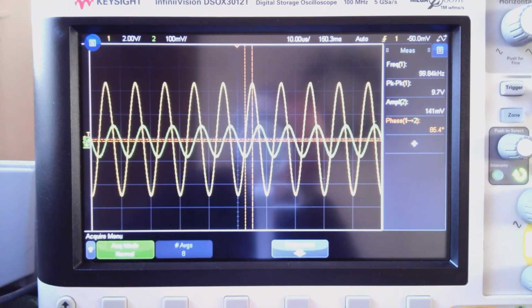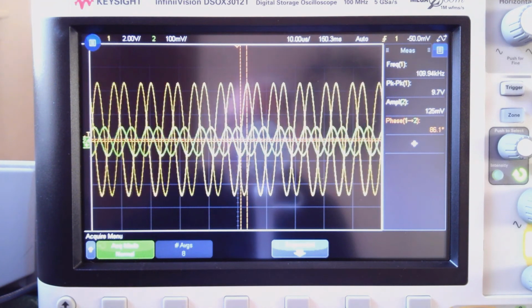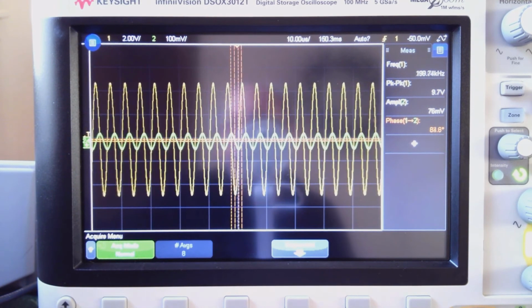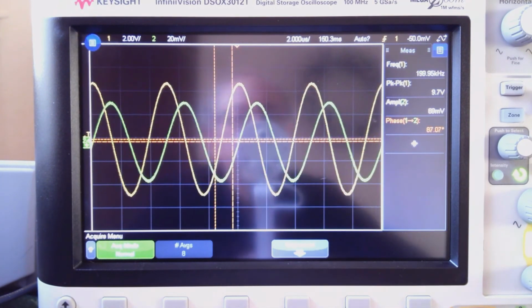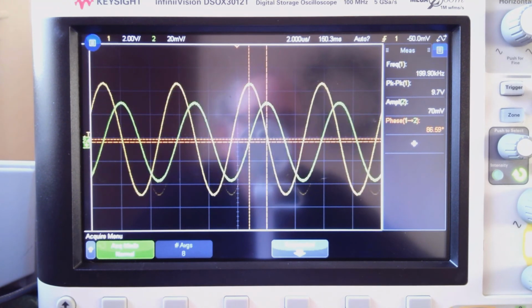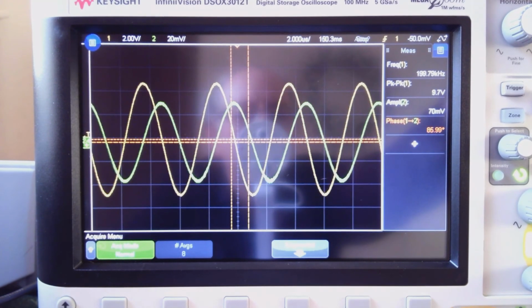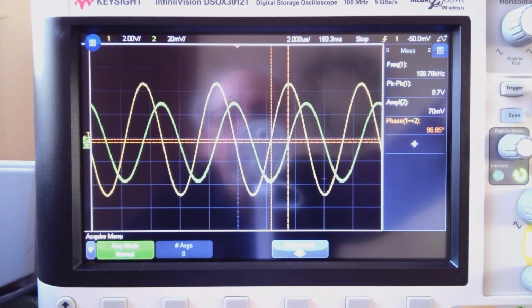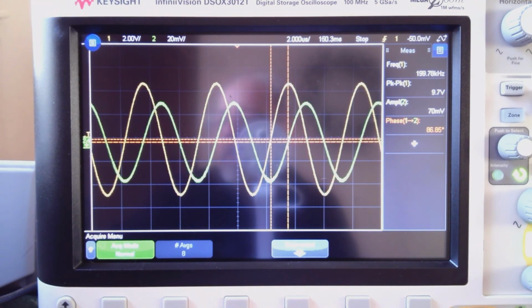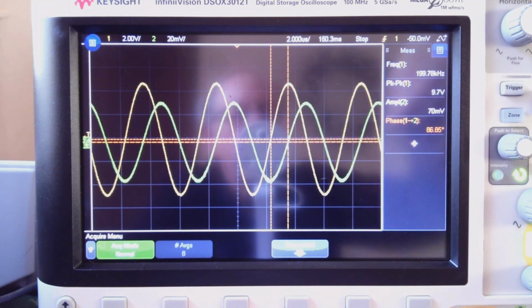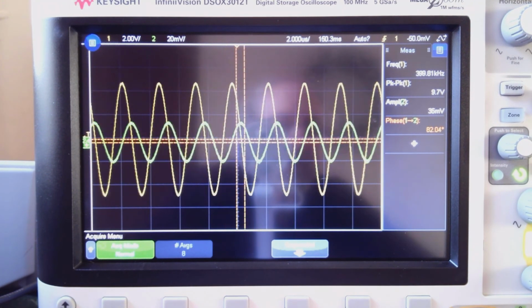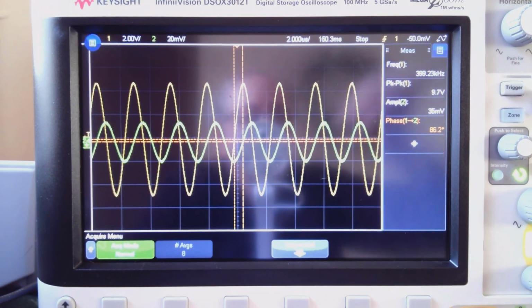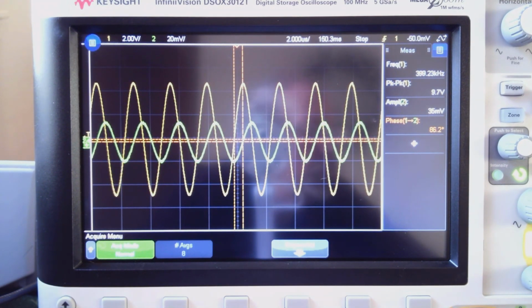Let's go to 200 kilohertz. At 200 kilohertz, turn up the output here, change this scale also. 9.7 volts coming in, about 70 millivolts coming out, and the phase angle jumping around 86.85 degrees. One last measurement at 400 kilohertz. At 400 kilohertz, we have 9.7 volts going in, 36 millivolts coming out, and the phase angle is rather indeterminate at 86.2 degrees. So those are the measurements for experiment number 4.